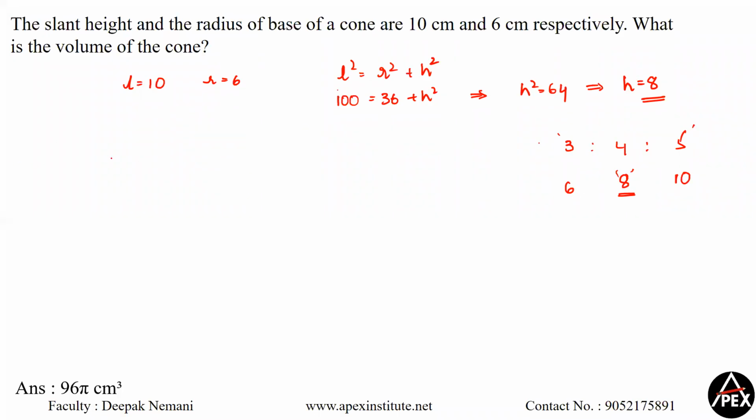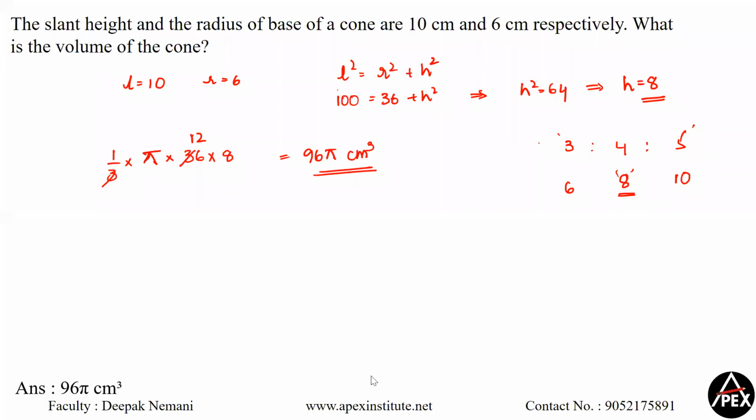Find the volume of the cone. So it will be 1/3 into, let's keep it in pi, pi into r square, 36, into height 8. So this will be 12, 12 into 8 is 96. So 96 pi centimeter cube. This should be the answer. Yeah, 96 pi. Clear, guys?